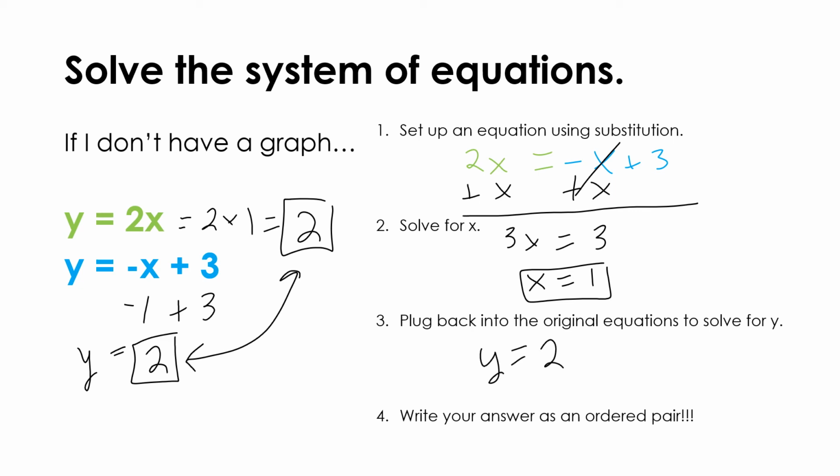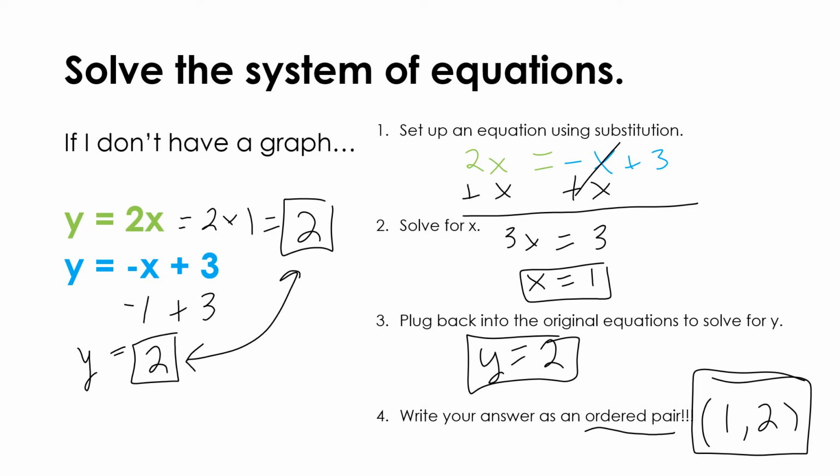And now that we know that x equals 1, we've also figured out that y is equal to 2. So the interesting thing about how we have to write our answers is we always write our answers as an ordered pair. And that means that we just write them as an x, y point, right? So remember we put our x first and our y second. So this is our final answer right here.